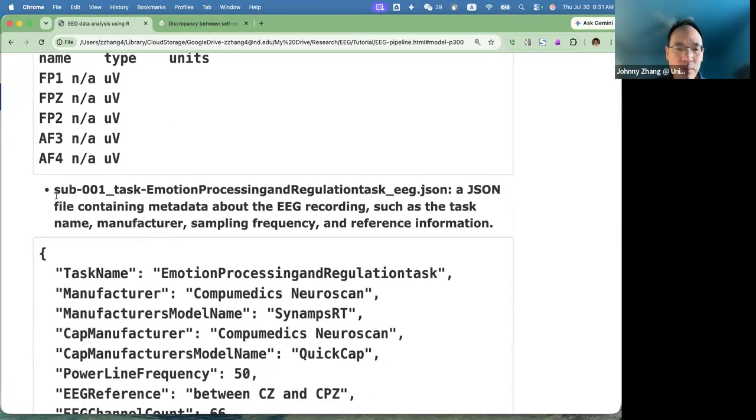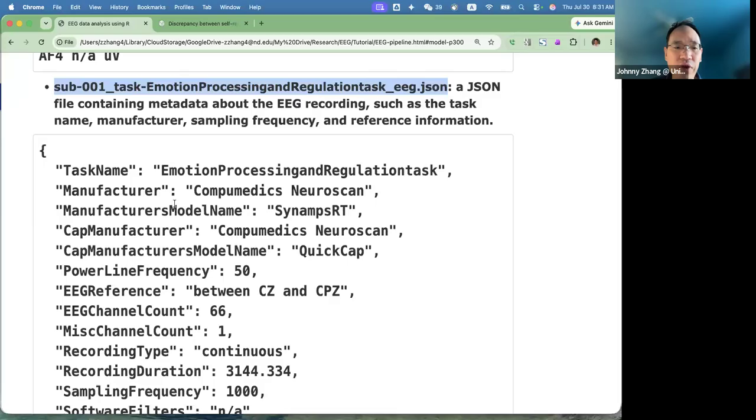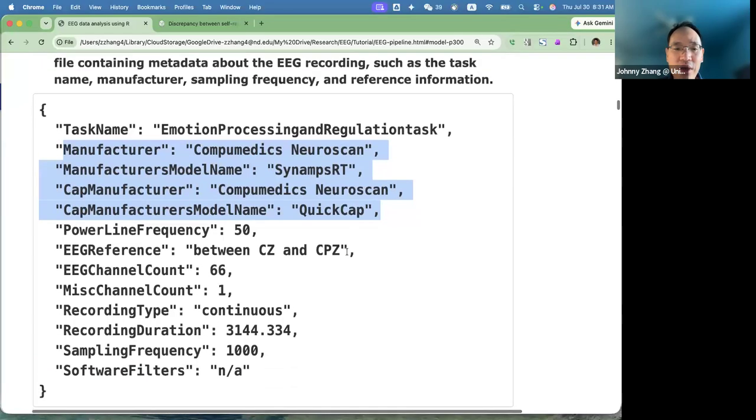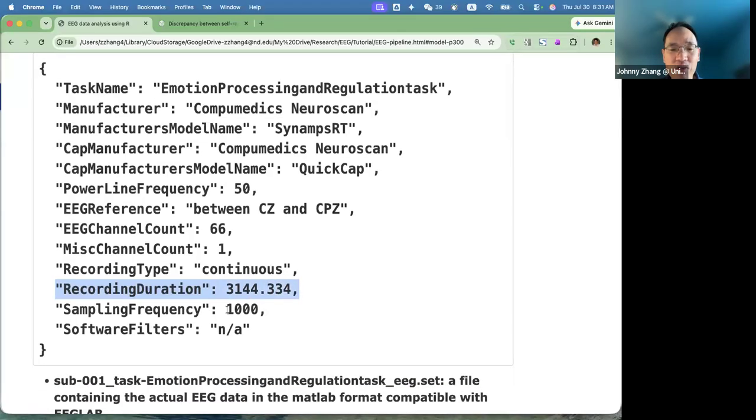Okay. And also the JSON format tells the basic information about the EEG recording. For example, the task name, the device we use to collect data is quick cap. Okay. As well as the power line frequency, EEG channels 66, and the duration of the recording is more than 3,000 seconds. Also, sample frequency 1,000 times per second.